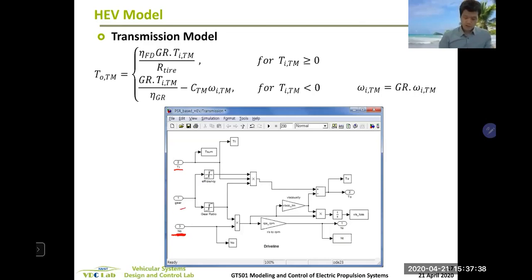And once you select gear, the gear ratio is multiplied or divided by for each term. Okay.